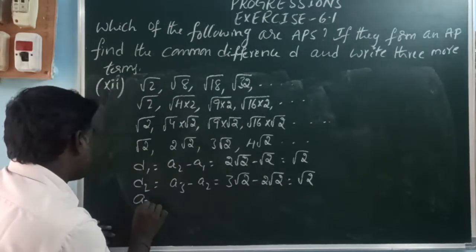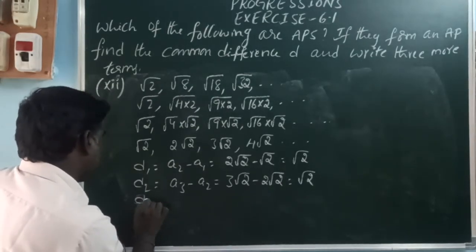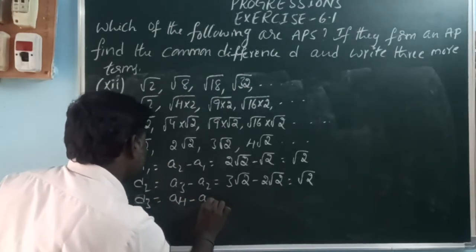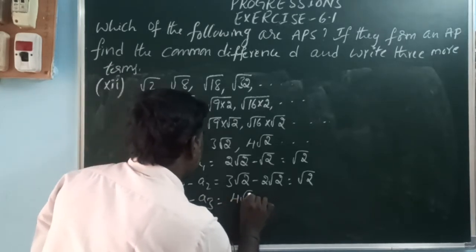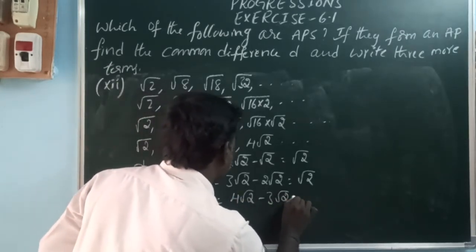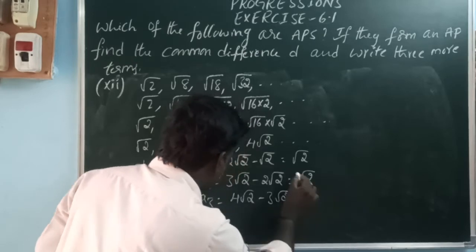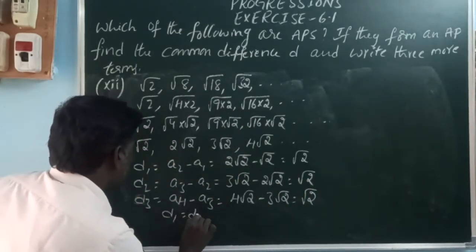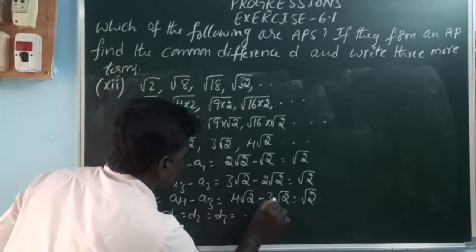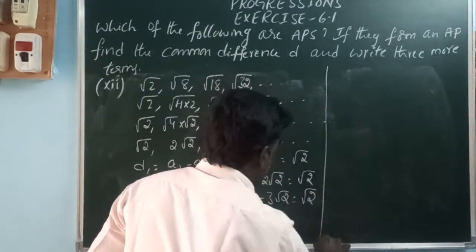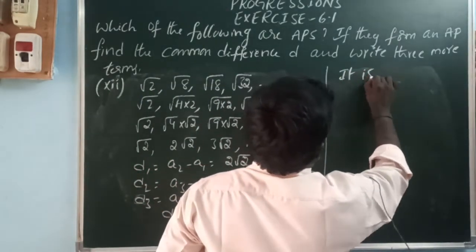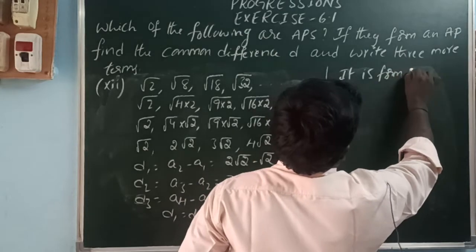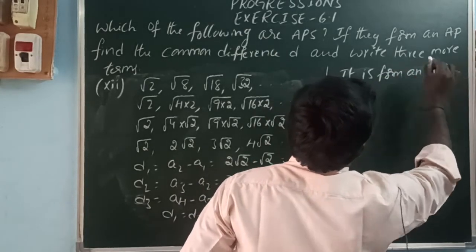So next another common difference, d3 is equal to a4 minus a3. So that is here 4 root 2 minus 3 root 2, how much? Root 2. The common difference is same. So d1 is equal, d2 is equal, d3. So therefore here it forms an AP.